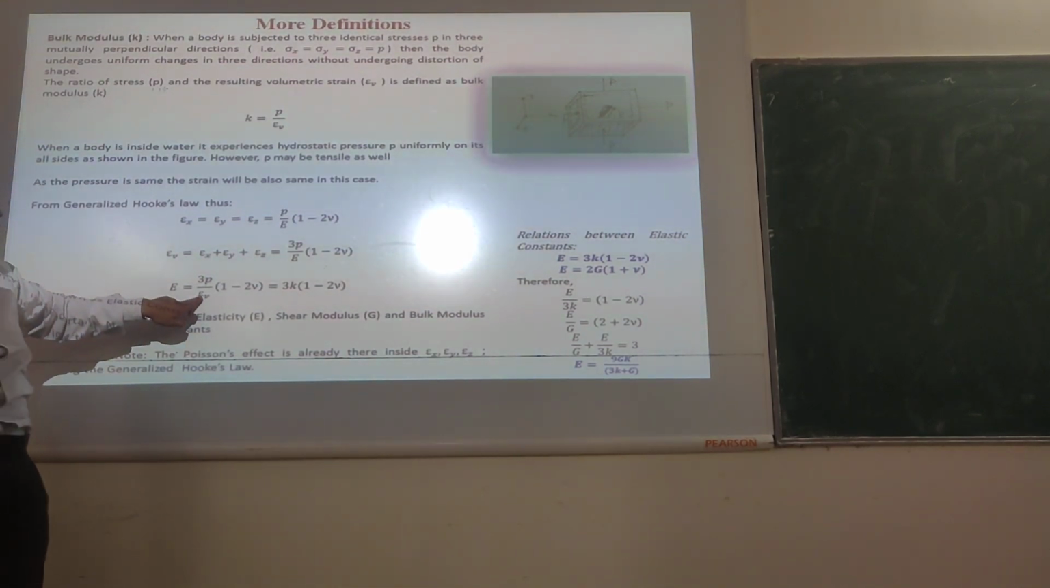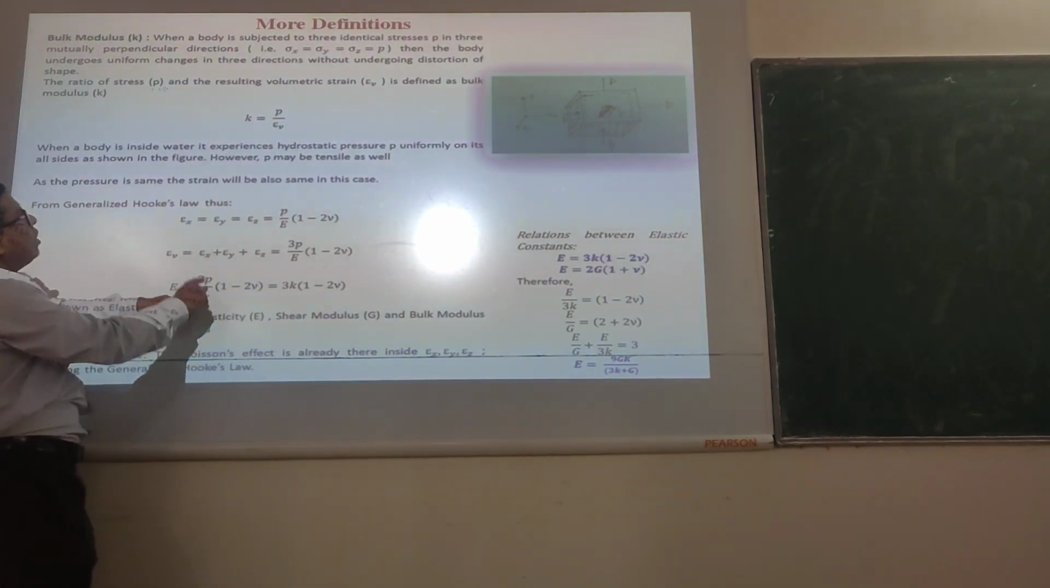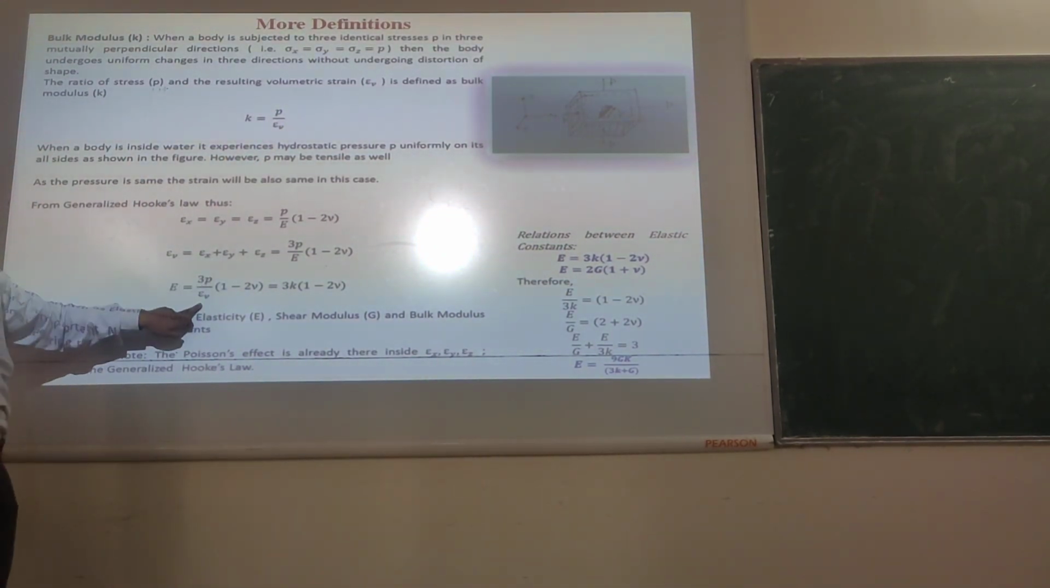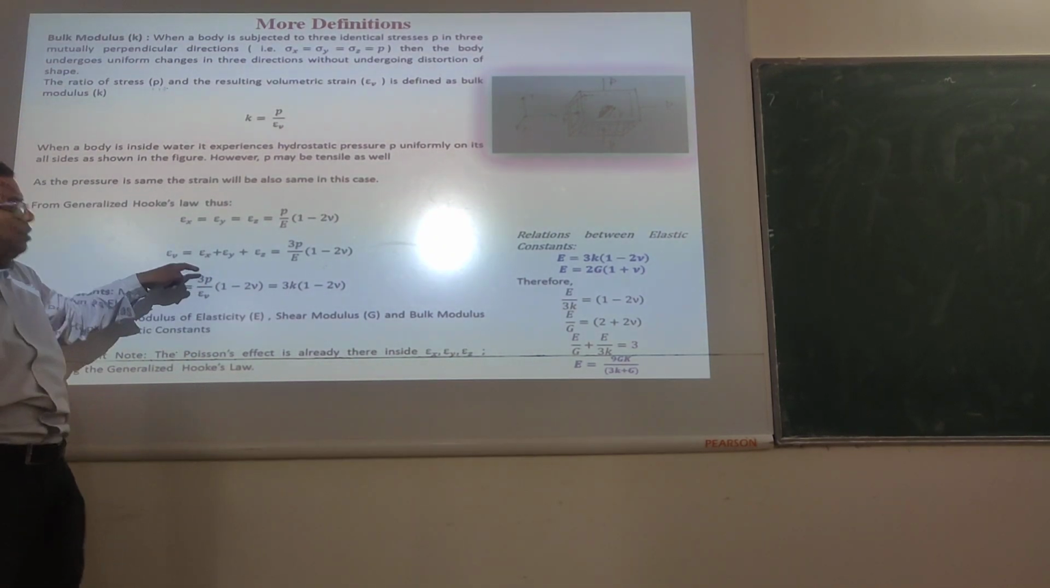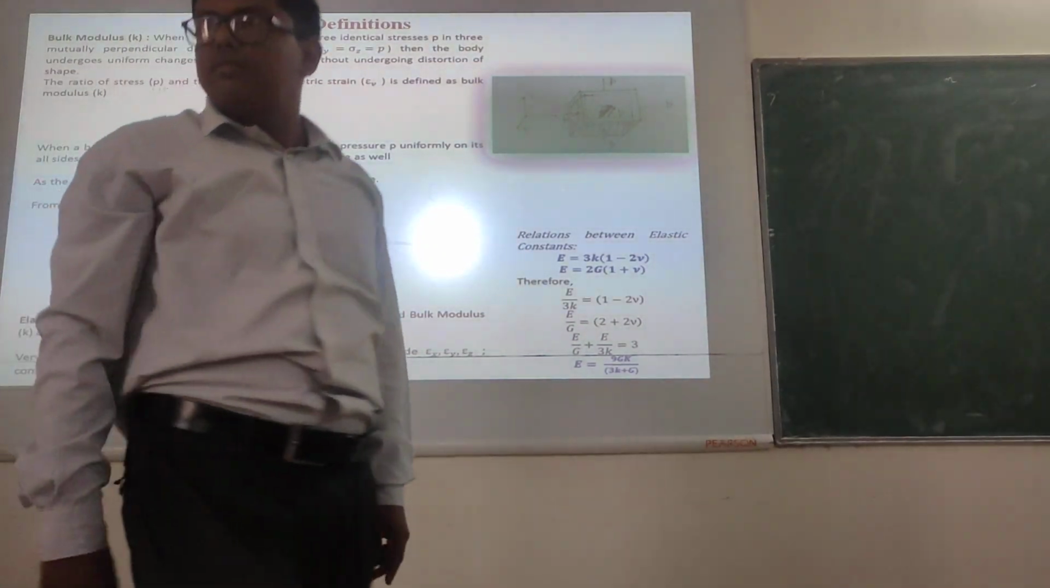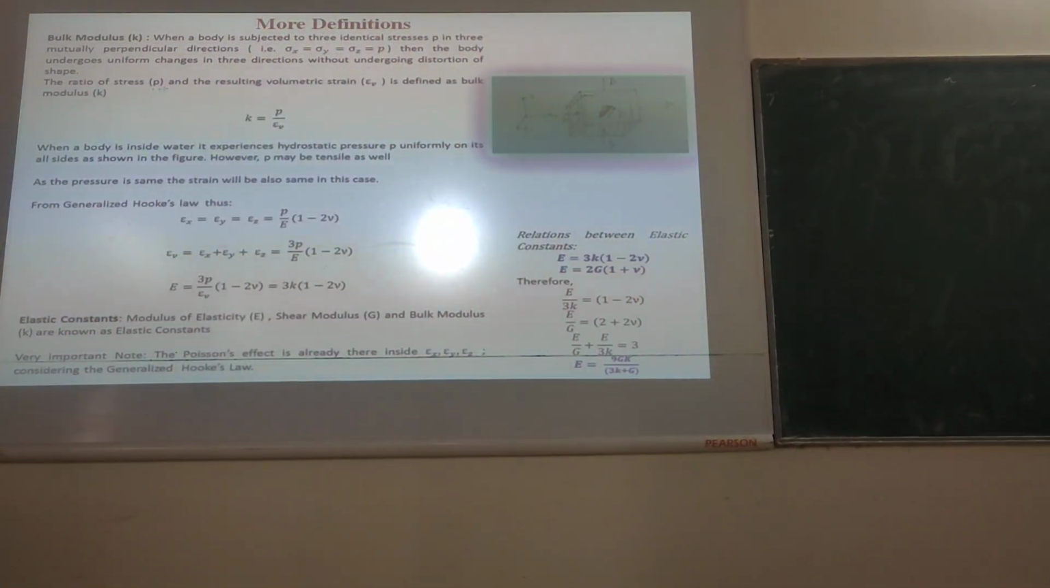What is the value of EV? Value of EV is P into P by K, right? Here I can put P by K. So PP cancels out. So what I get? And K goes up. So I get 3K into 1 minus twice mu. This is the relation. You might have studied it, but how is it coming?